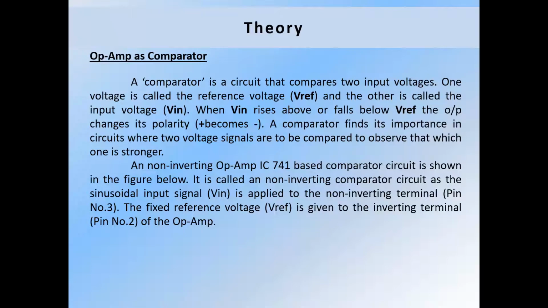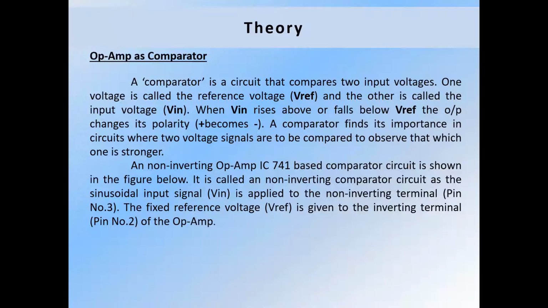Op-amp as comparator. A comparator is a circuit that compares two input voltages. One voltage is called the reference voltage and the other is called the input voltage. When V in, the input voltage, rises above or falls below V reference, the output changes its polarity. Positive becomes negative. A comparator finds its importance in circuits where two voltage signals are to be compared to observe which one is stronger.